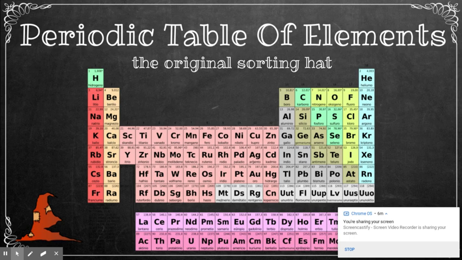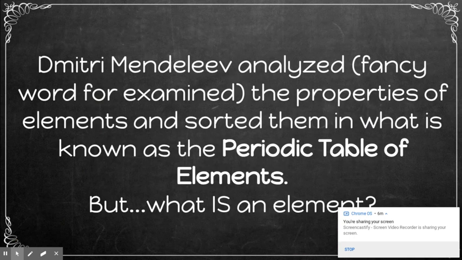So I like to refer to the periodic table of elements as the original sorting hat because all of these elements are sorted by their properties, the things that make them unique. But before we even get too far into it, let's rewind and figure out what is an element. What is an element? Well, Dimitri, we're going to call him Dimitri because I can never pronounce his last name. Dimitri analyzed, which is a fancy word for examined, the properties of elements and sorted them in what is known as the periodic table of elements.